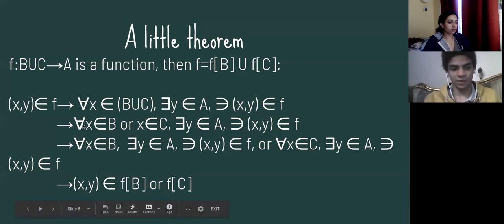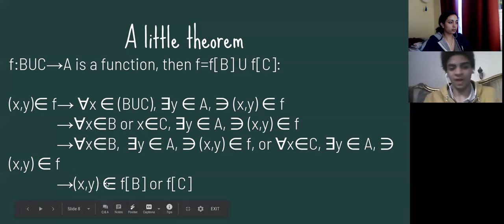So what we've just proven is that if you have (x, y) belonging to f, then (x, y) would belong to f restricted to b or f restricted to c, which is just f restricted to b union f restricted to c. And the same thing can be argued backwards.